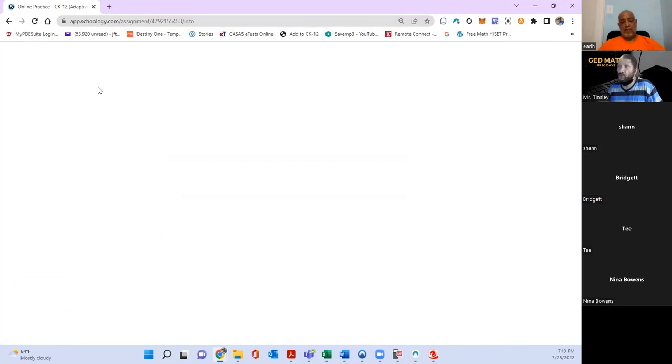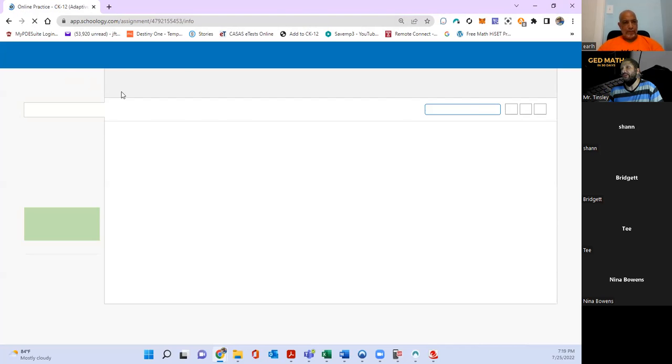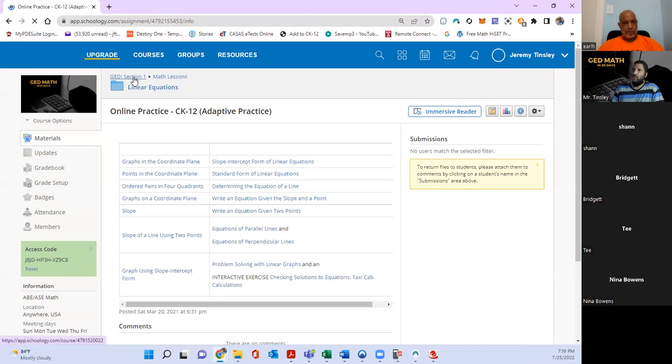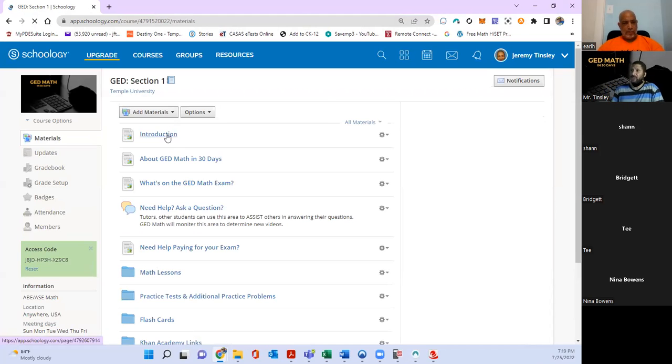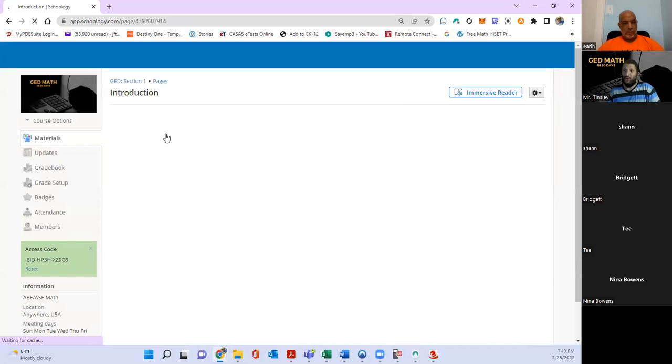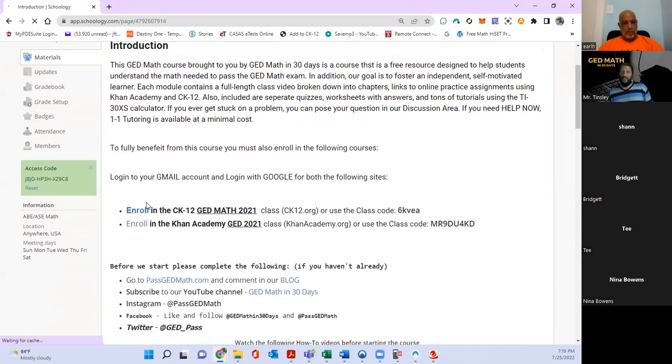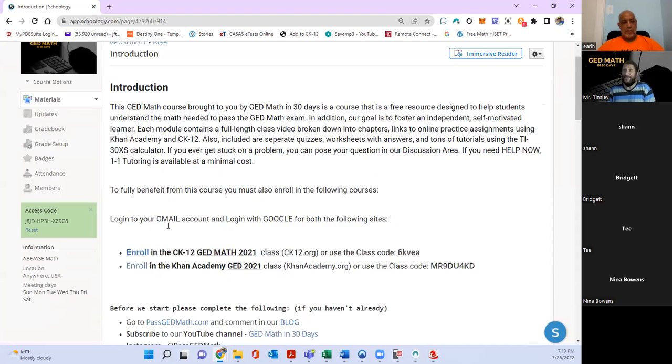So when you log into Schoology, the first thing you should have done when you signed up is go to the intro section. The intro section gives you instructions on how to log in and enroll in CK12 and Khan Academy. So you log into your Gmail, and when you click this enroll, it'll automatically enroll you and you just go through the steps, for CK12 and Khan Academy.